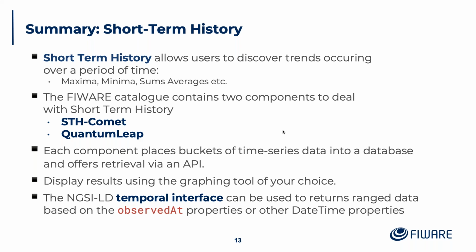There are currently 2 components to deal with short-term history. You can either use a time series specific element like Quantum Leap, or you can go for the simple way of just overloading your MongoDB database and using Comet. It's up to you, depending on what you want to do and depending on how far you want to scale your elements. You can display using multiple graphing tools.